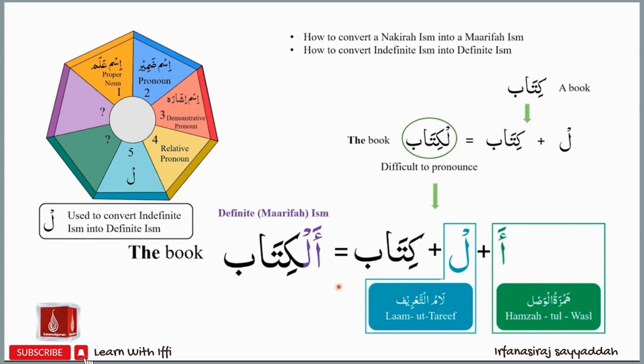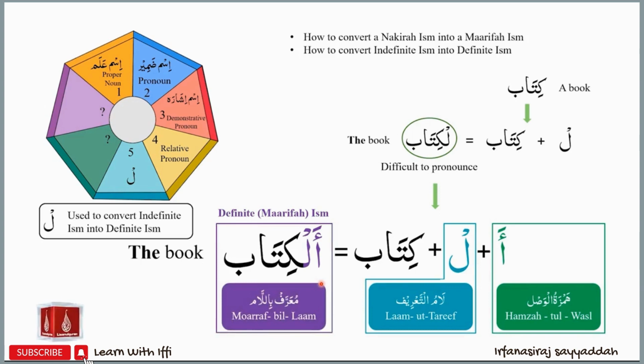And finally, the word al-kitab, which is the final product, is called muarraf bil lam. Muarraf bil lam in simple terms means an ism that is made marfa or definite using lamut tarif, or this lam with a sukoon on it.